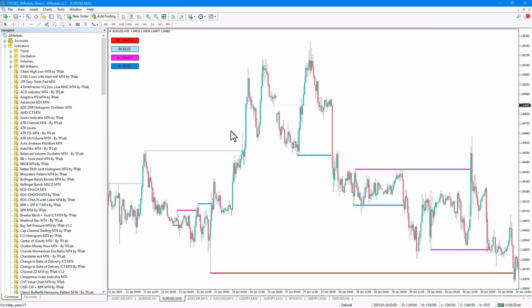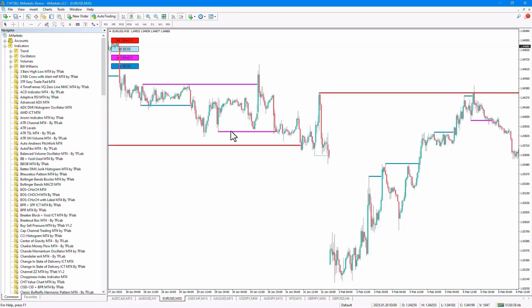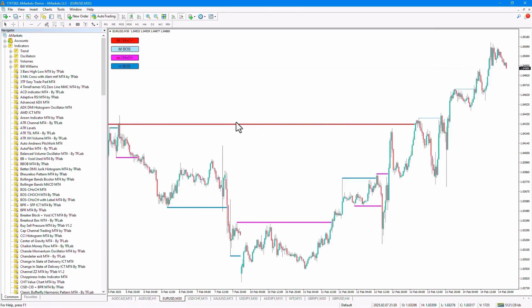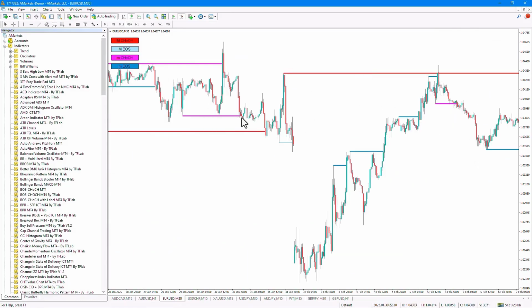The market structure BOS and CHOCH indicator is a practical and suitable tool for ICT-style traders to easily identify structure breaks, changes in character, and market trend changes. With the indicator applied to the chart, we see that a series of lines are drawn for us. And in the top left corner of the chart, the specifications of each line are displayed.